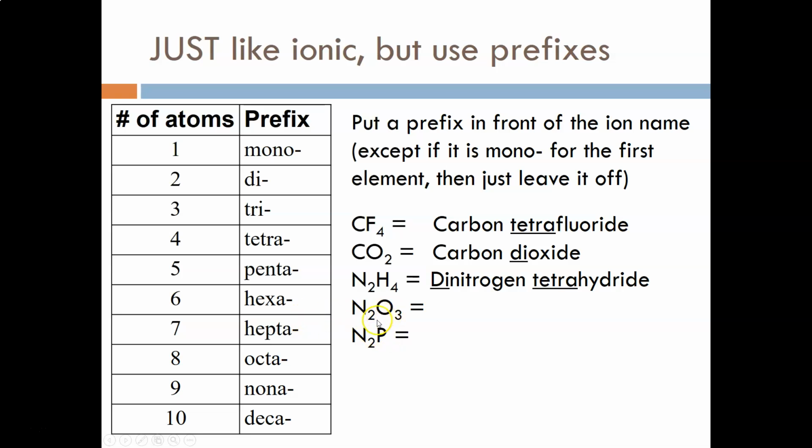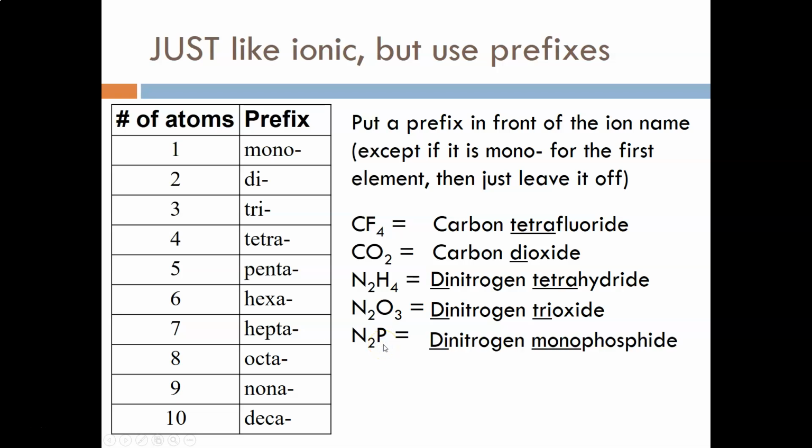All right, 2 nitrogens and 3 oxygens. So it's dinitrogen trioxide. The last one, dinitrogen monophosphide. Remember, you can use mono later in the molecule, you just can't start with it. And it's not phosphorus, it's phosphide.